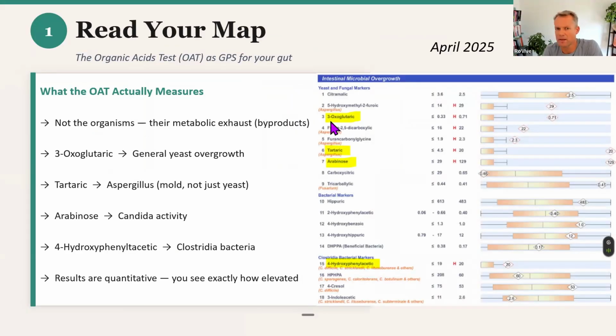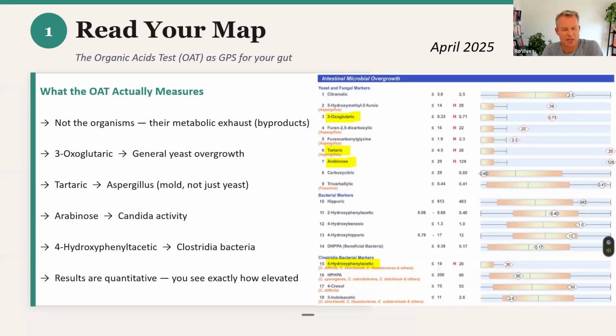So in order of the yellow highlights, the first one, the 3-oxoglutaric, that's a general yeast overgrowth marker. The tartaric is the Aspergillus, which is a mold, can be very serious, especially when Braina had 6 or I guess 5 Aspergillus markers out of whack. The arabinose, I've already alluded to, that's very specifically Candida. And then the 4-hydroxyphenylacetate, I left out a letter, is the Clostridia specifically.